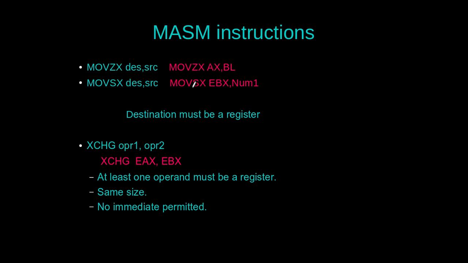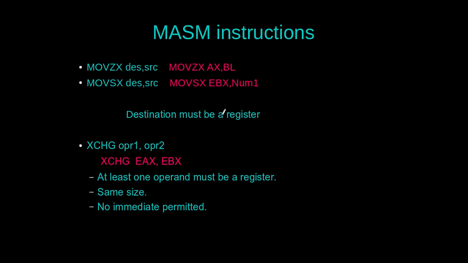This one is move sign extended. I'm moving, for example, 1 byte or 2 bytes to 4 bytes. If this was 1 byte, I'm filling the rest of the 3 bytes with the sign. It's either 0 or 1. If the sign was 0, I'm filling it with 3 bytes of zeros. If the sign was 1, I'm filling it with 3 bytes of ones. If I had 2 bytes, I look at bit 16, or 15 if I start with 0, and see, is it 0 or 1? If it's 1, I fill the rest of the 2 bytes with ones. If it's 0, I fill the rest of the 2 bytes with zeros.